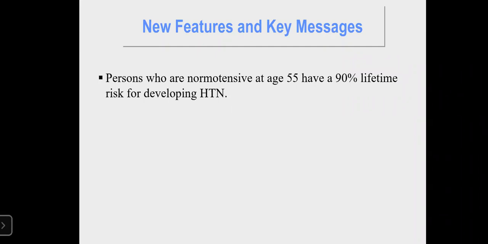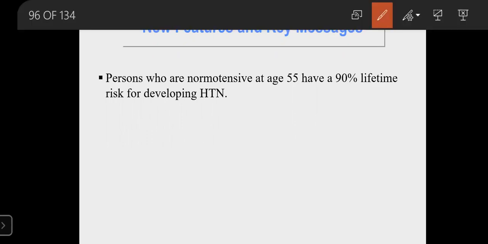Persons who are normotensive at age 55 have a 90% lifetime risk for developing hypertension. Can you imagine that? If you are normotensive at 55 years, you still have a 90% lifetime risk for developing hypertension. Can you imagine?